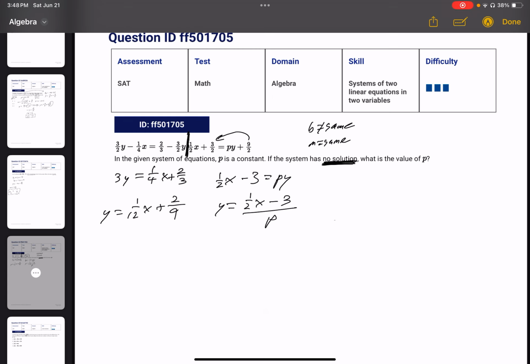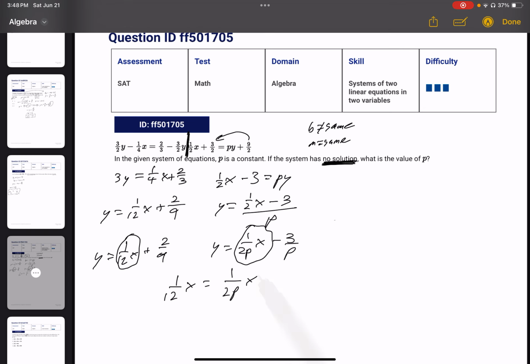So I'm going to simplify this even more. So you have 1 over 2p x minus 3 over p. And we have y is equal to 1 over 12x plus 2 over 9. That stays the same. Okay. So we know that the slope is the same, so we could set the slopes equal to each other. We know that 1 over 12x must equal 1 over 2px.